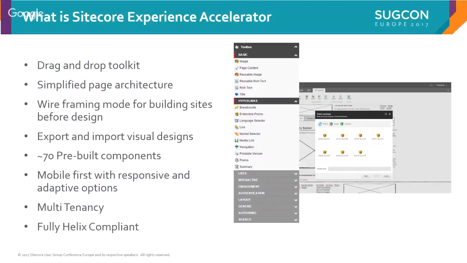How many components are there? Well, it depends on who you're asking. If you ask Lars, like he said yesterday, we have 200 components. I think it's closer to 70 or so. Out of the box is mobile responsiveness. It supports multi-tenancy, and it's fully Helix compliant. It's the first module which we shipped that is fully Helix compliant.